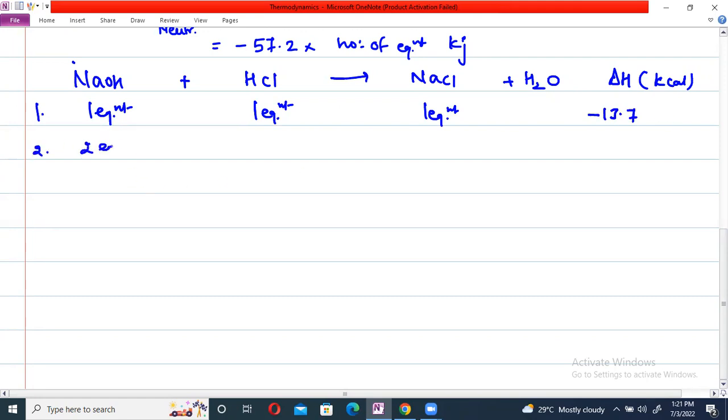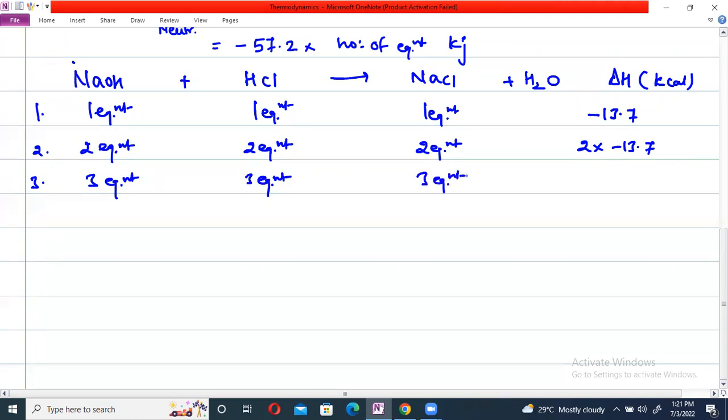Example number 2. Suppose the base is 2 equivalent and the strong acid is also 2 equivalent. Obviously your salt will be 2 equivalent, but delta H you get is 2 times minus 13.7 kilocalorie. Example number 3. Suppose it is 3 equivalent and 3 equivalent, obtaining salt also 3 equivalent, and here the delta H value is 3 times minus 13.7.